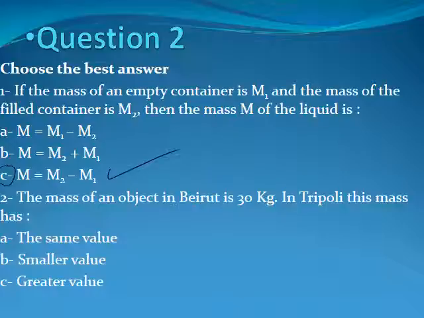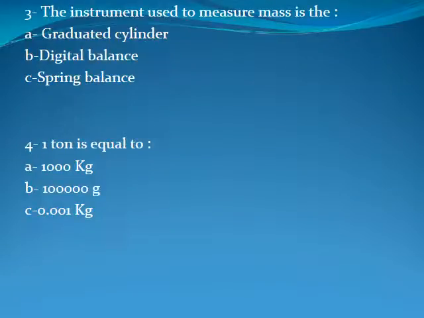Moving to 2. Aisha. The mass of an object in Beirut is 30 kilograms. In Tripoli, this mass has the same value, smaller value, or greater value? Same value. Why is it the same value? Because the mass is constant. The weight is variable. Thank you.